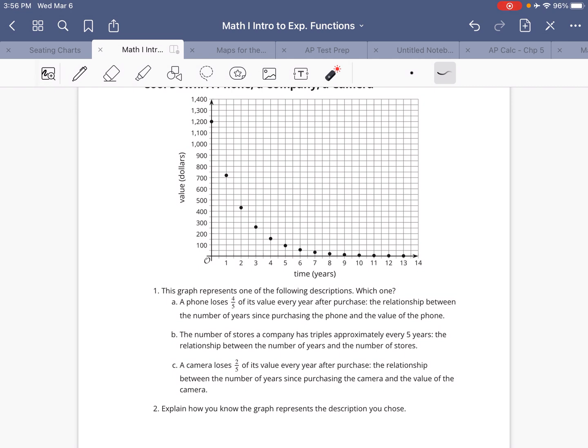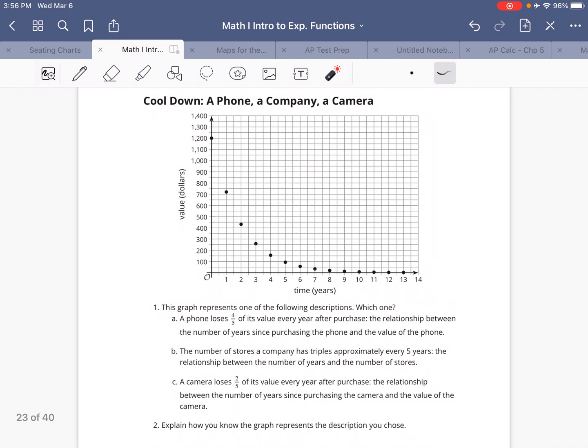Calculate a decay rate. Talk about whether the graph should be increasing or decreasing based on the scenario. Let me know if you have any questions.